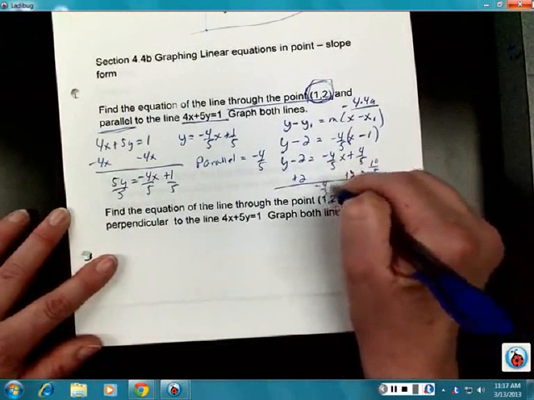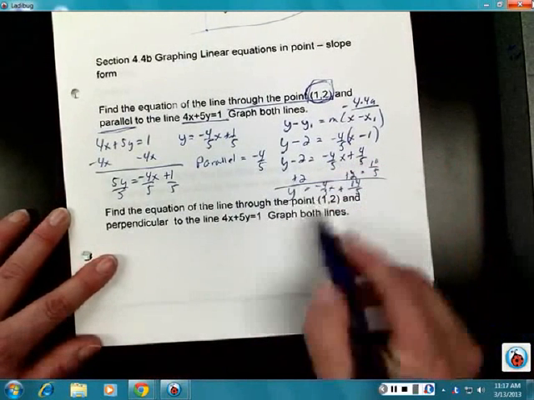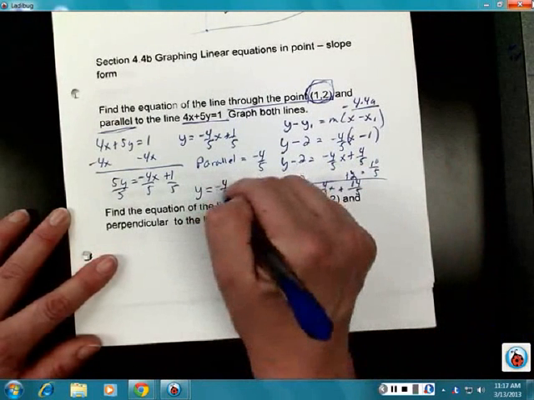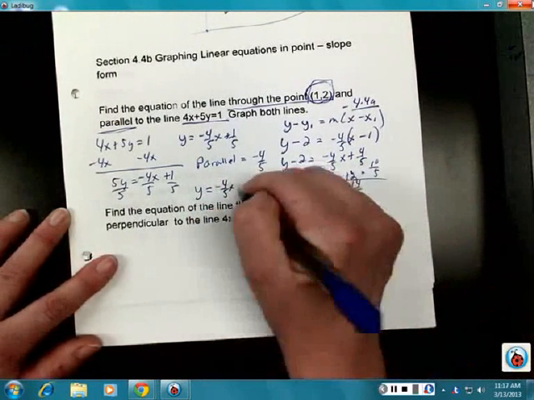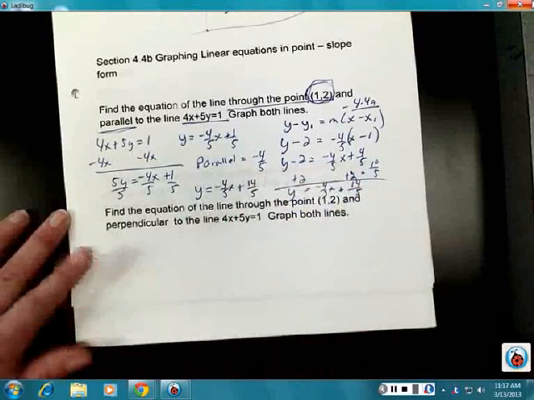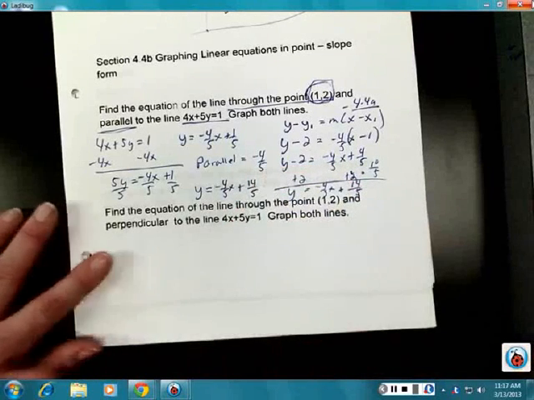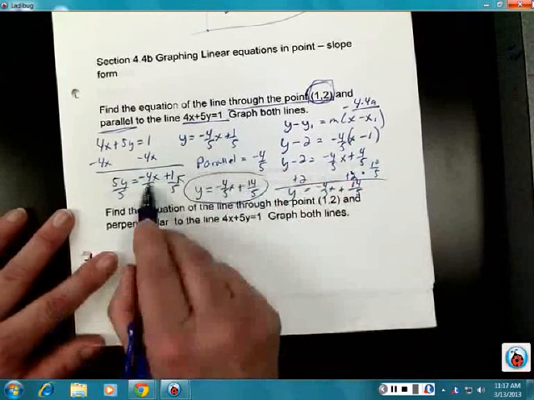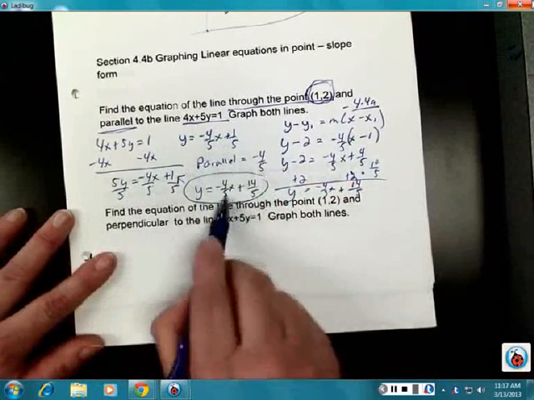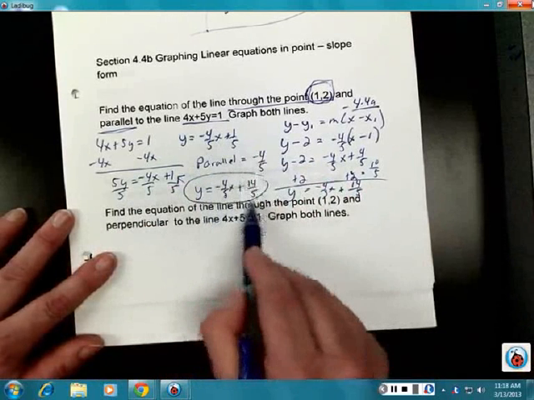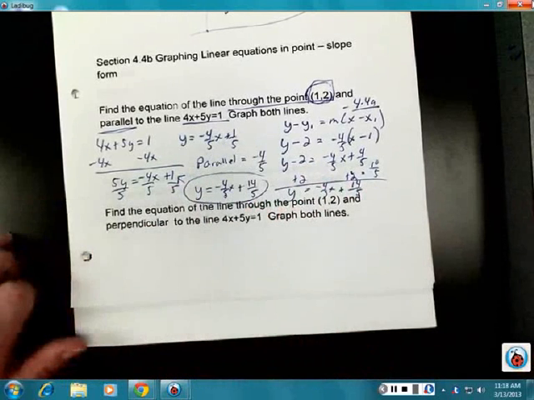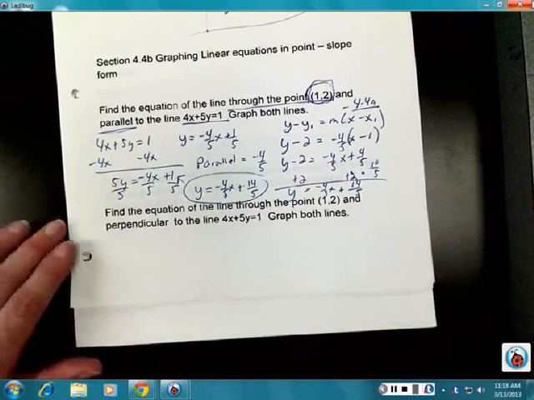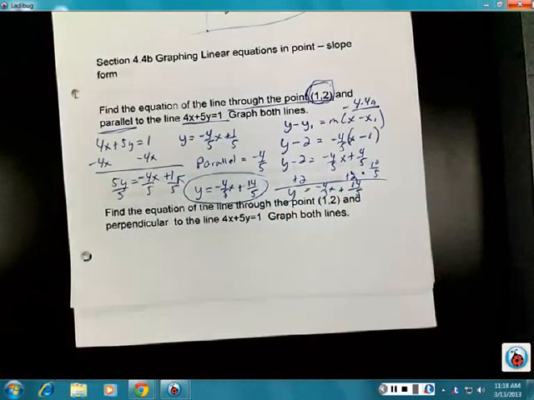Negative 4/5 x is equal to y. So y is equal to a negative 4/5 x plus 14/5. This is my new equation. And we know they have the same slope because this has the same slope as this, so I know they're parallel, but their y-intercepts are different. So you just use the slope and use point-slope form.